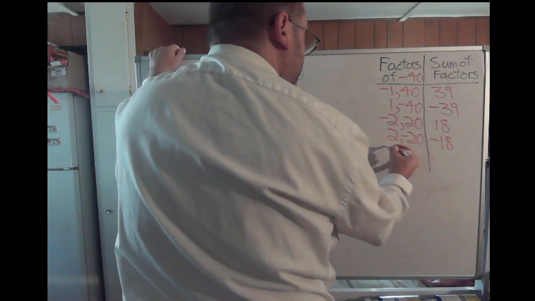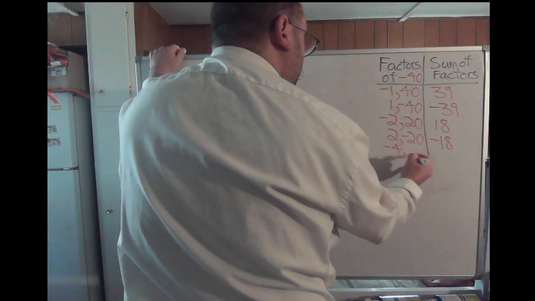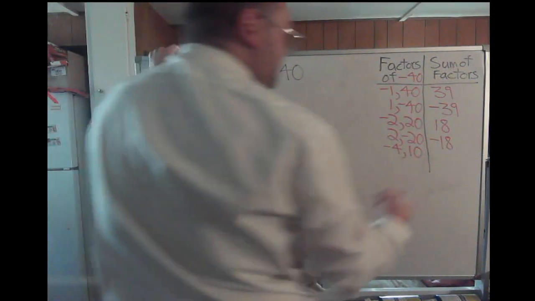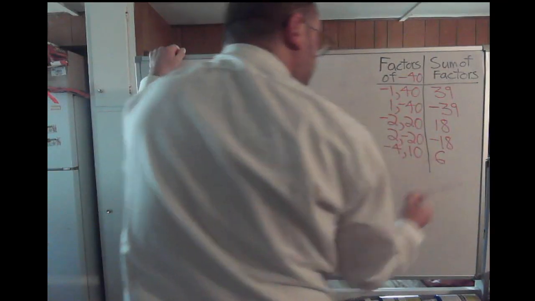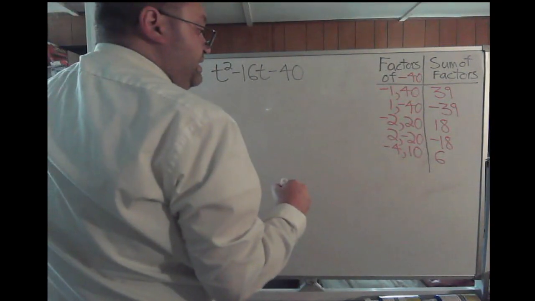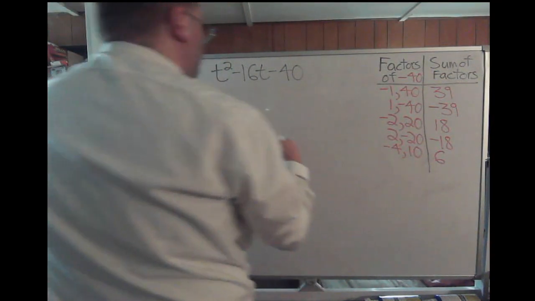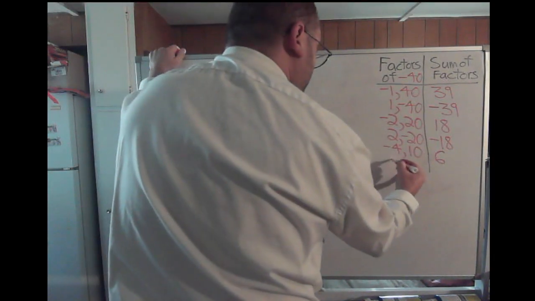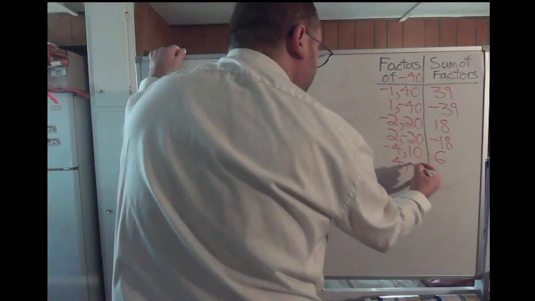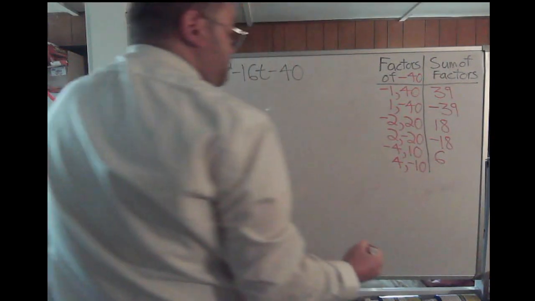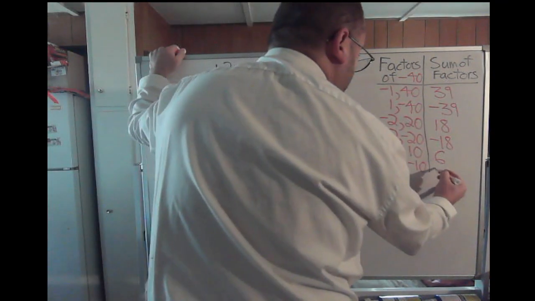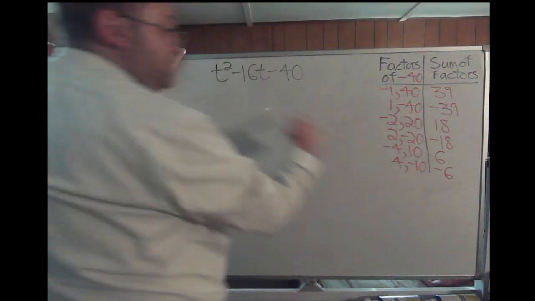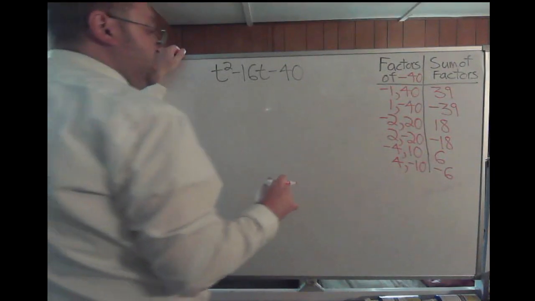So how about negative 4 and positive 10? Add negative 4 and positive 10 together, you'll get positive 6. That doesn't work because your coefficient for the middle term should be negative 16, not positive 6. So how about positive 4 and negative 10? Well, 4 and negative 10 add together give you negative 6. Your coefficient should be negative 16, not negative 6, so that doesn't work.